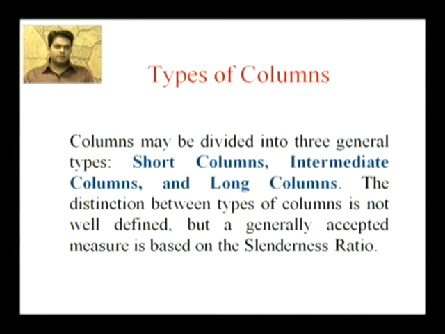A generally accepted measure is based on the slenderness ratio. According to the slenderness ratio, we will derive an expression. According to that expression, whatever its length comes out to be, if it falls in the intermediate range according to the slenderness ratio, then we will say the column is intermediate. If it is a short column, then we will say it is a short column. And if the slenderness ratio is higher than a certain limit, we will say the column is a long column.